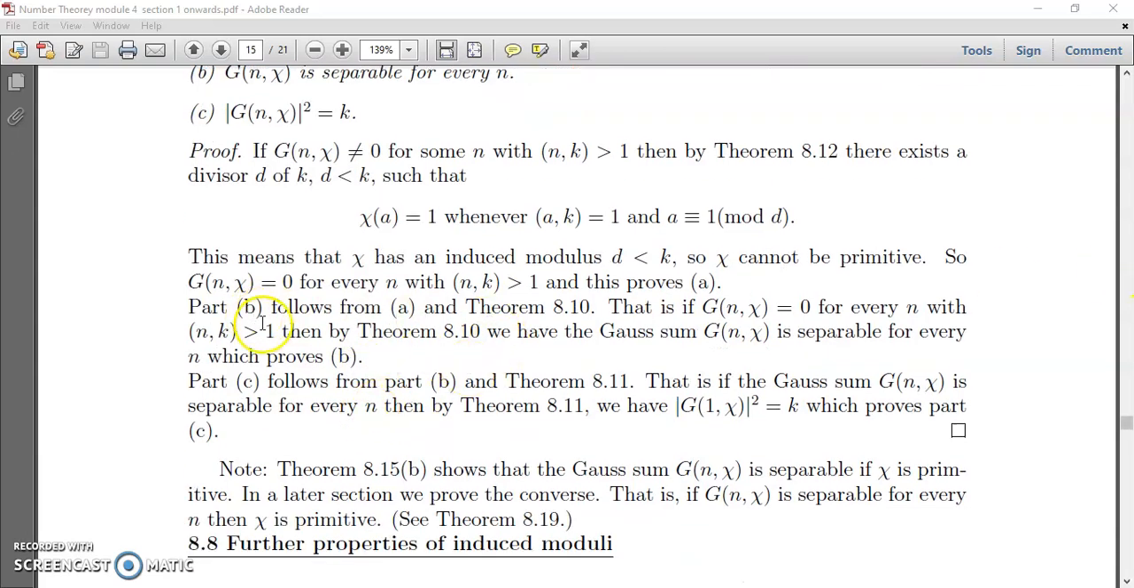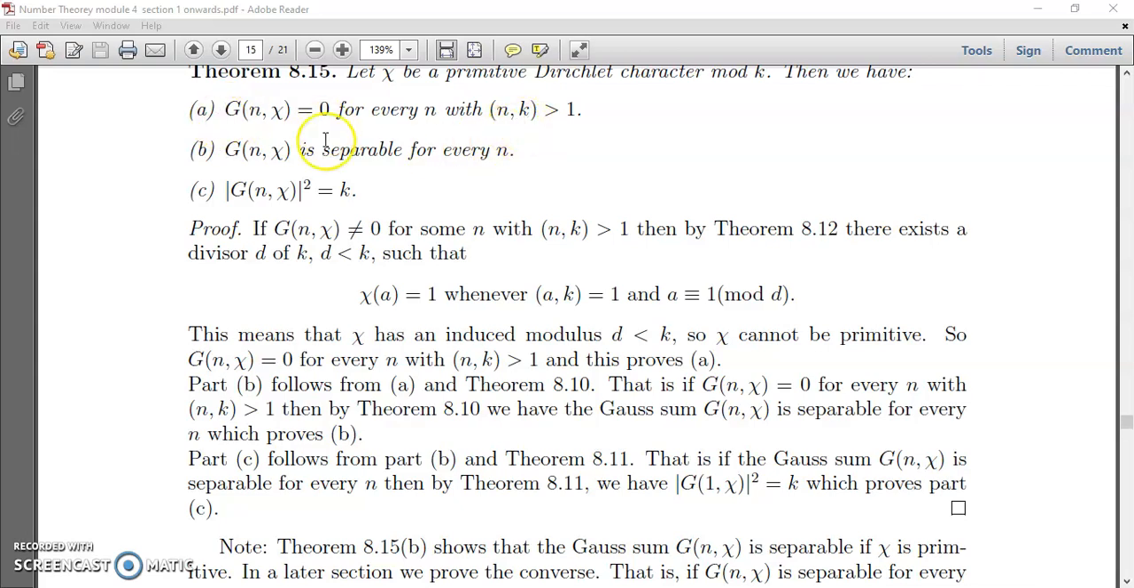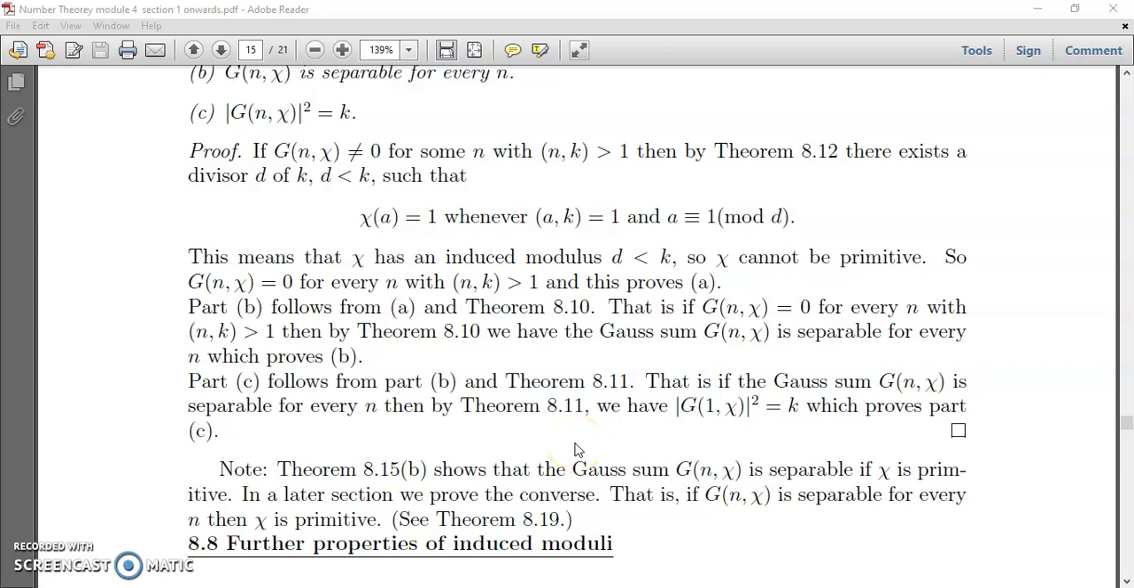Now, we proved in theorem 8.10 that if g of nk is 0 for every n with gcd of nk greater than 1, then the Gauss sum is separable for every n. So if this condition is satisfied, then g of nk is separable for every n. That is proved. Now if the Gauss sum g of nk is separable for every n, then by theorem 8.11 we have seen that the absolute value of g of 1 chi, whole squared, is equal to k, which proves the third part.